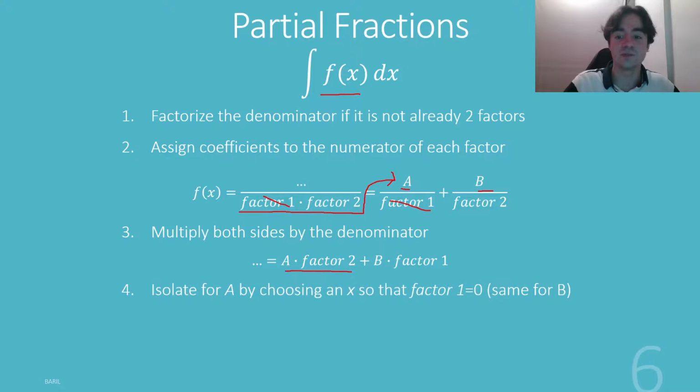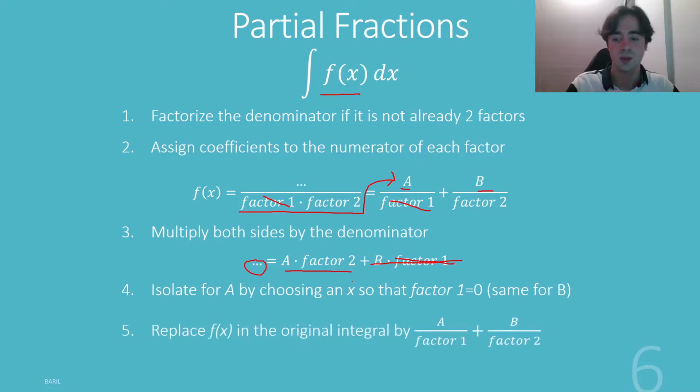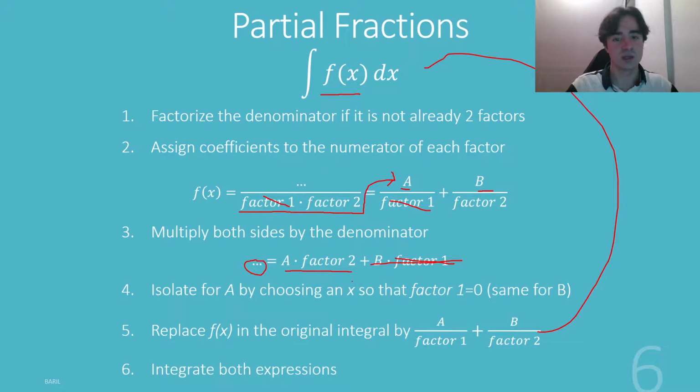Then we isolate for a by choosing a value of x so that factor 1 is equal to 0. So that just leaves us with a times factor 2 equals the numerator of f of x. And then we do the same for b, so that factor 2 is equal to 0. We replace this f of x with our newly found values of a and b in the original integrand, like this, and we integrate both expressions. So this is much simpler with examples.